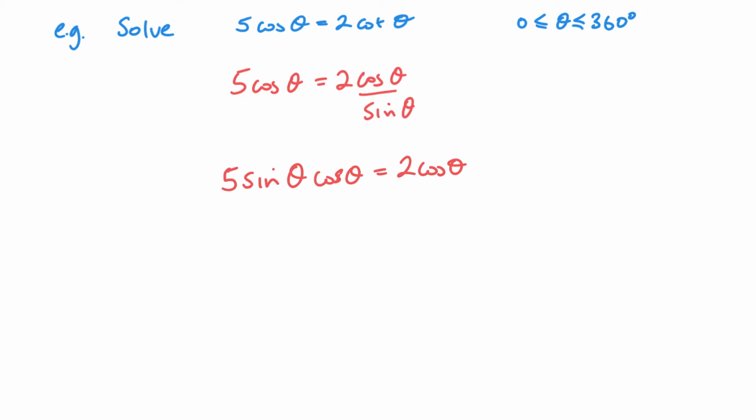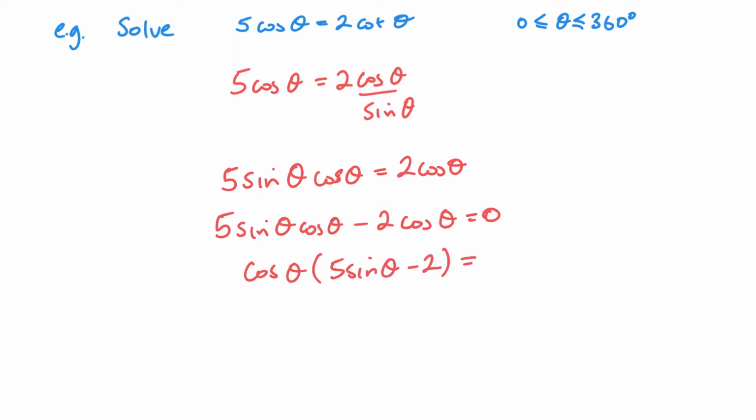Now a lot of people in this situation will be very tempted to divide through by cos theta, but doing so would mean that you'd lose one of your solutions. So in a situation like this, you always need to get things to one side and factorize. So it doesn't matter which way around I do this, but I'm going to take the 2 cos theta onto my left, and then I'm going to factorize out cos theta. So 5 sine theta minus 2 inside my brackets. Now I can say that cos theta equals 0, or 5 sine theta minus 2 equals 0. So sine theta equals 2/5.